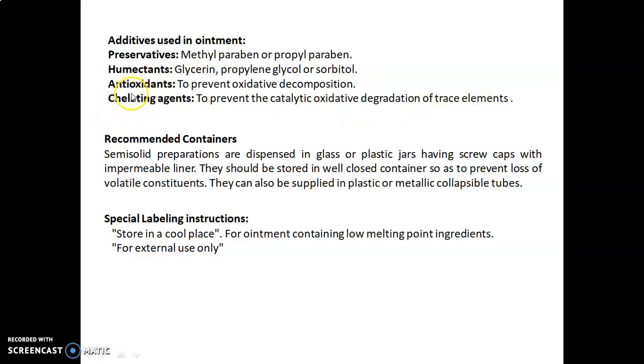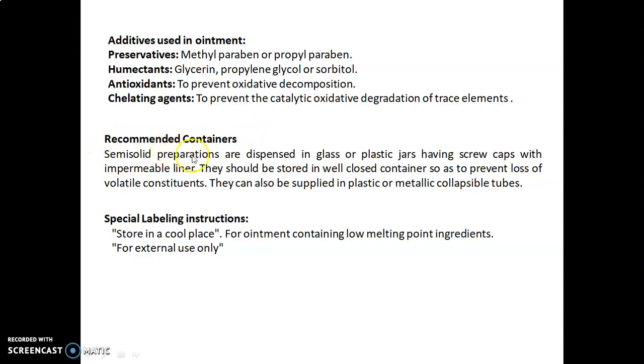So the examples of antioxidants are BHA, butylated hydroxyanisole, or butylated hydroxytoluene, BHT. Then in the case of chelating agents, the best example is EDTA, that is ethylene diamine tetraacetic acid, which is the best example of a chelating agent, also known as a sequestering agent.